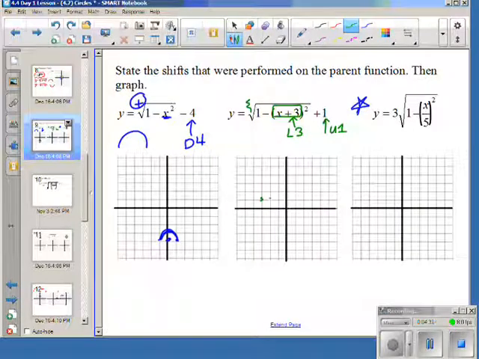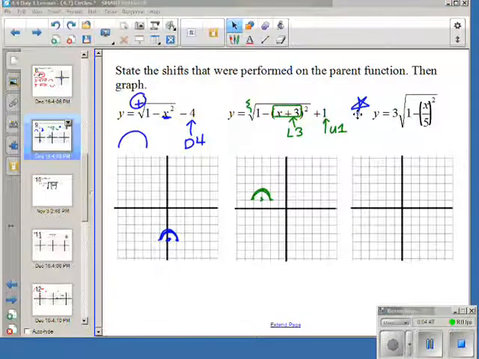But remember, the radius is still 1. So I'm going to go right 1, up 1, and left 1. And that's the top half of my circle. Now, again, it's beneficial to draw the center in, but that's not really part of your function. So at the end, you're going to want to erase it. All right, and then we get to this last one.